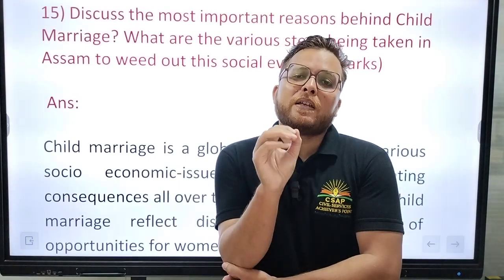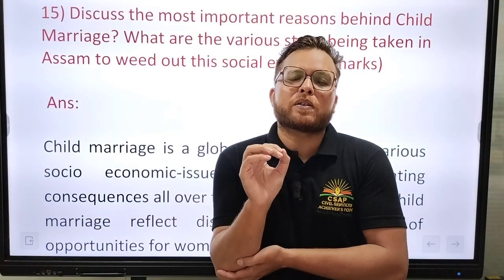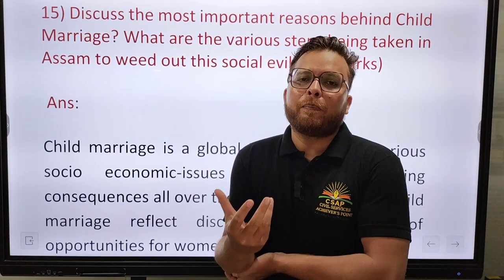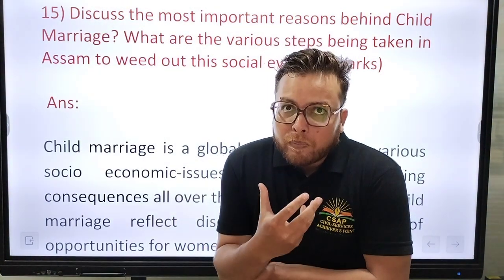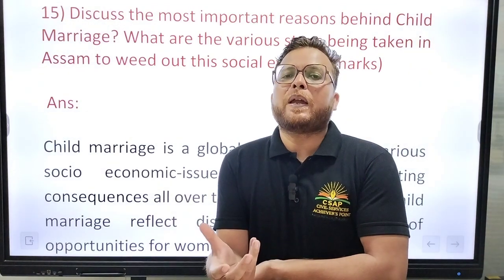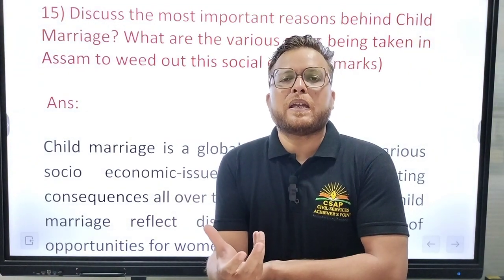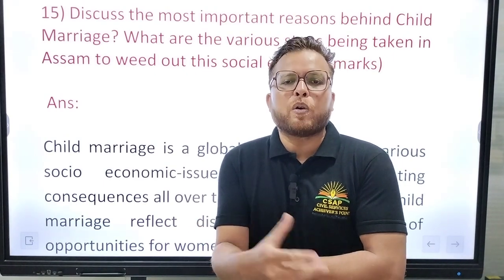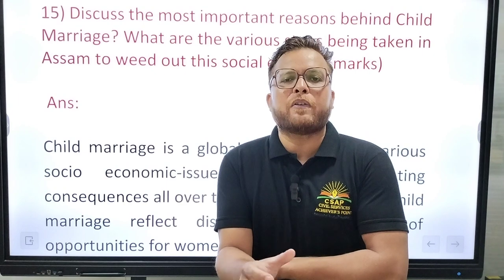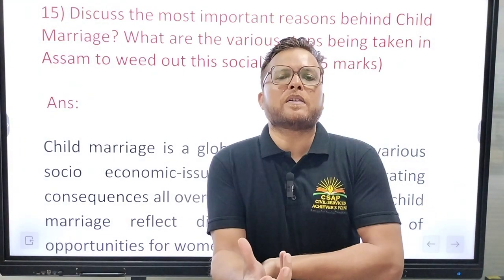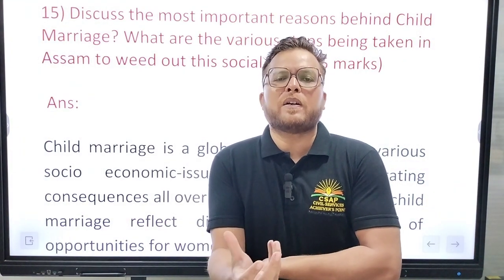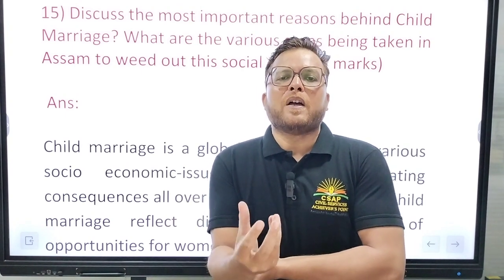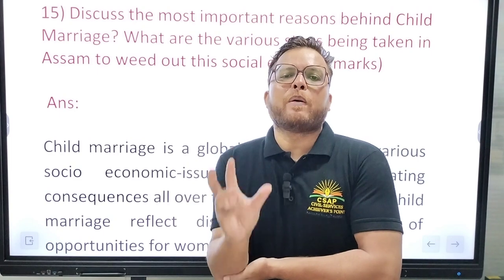Why? Because marriage also acts as a burden, and because of this, parents think that anyway I'll have to pay a lot of jewelry if I marry my daughter later. So it's better if I give her in marriage at an early age and avoid paying that much jewelry. So the government has come up with this idea of helping that family with a certain amount of money. I think it starts from 30,000 or something like that. Helping that family with a certain amount of money so that parents are dissuaded from promoting this social evil.